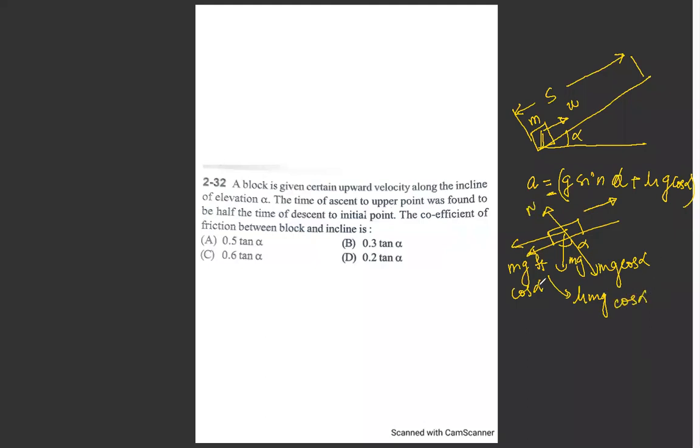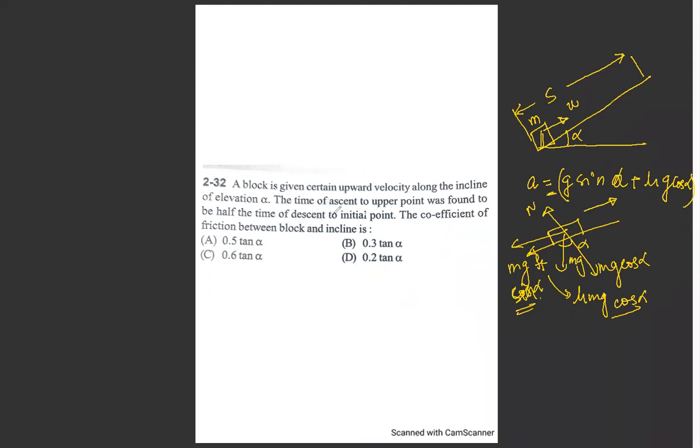cos alpha, right? So these two things should be mg cos alpha, this is mg sine alpha. So mg sine alpha plus mu mg cos alpha divided by m, right? But the direction of acceleration is in the downward direction. So this is the acceleration actually.